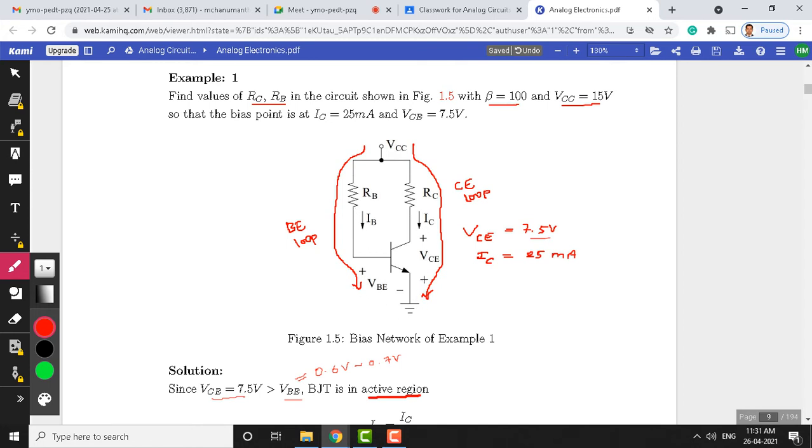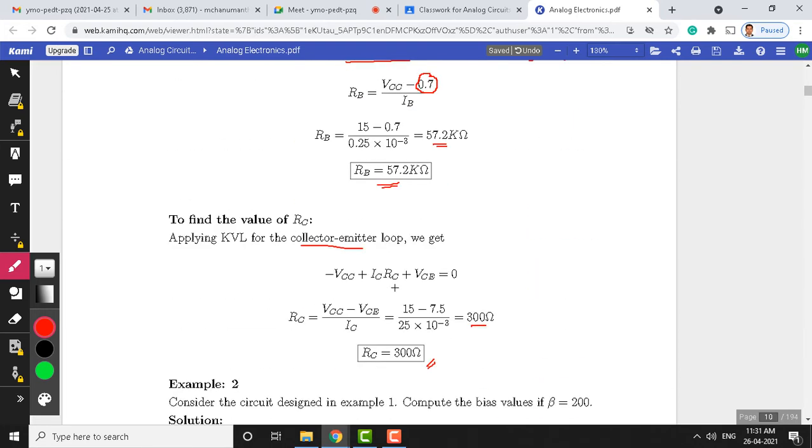Now, let us extend this problem further with different values of beta.